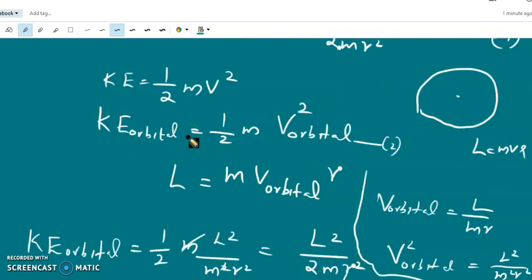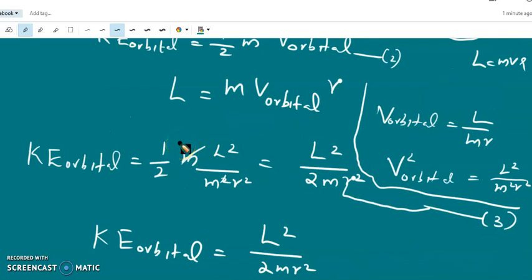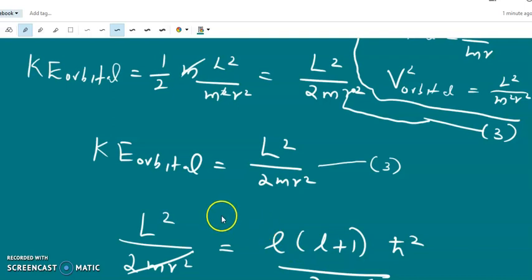Here we need to write it in terms of angular momentum. So in place of half m v square, we write, in place of v square orbital, L square by m square r square. One m term gets cancelled. So half L square by m r square. We call this equation number 3. So the kinetic energy orbital is equal to L square by 2mr square.